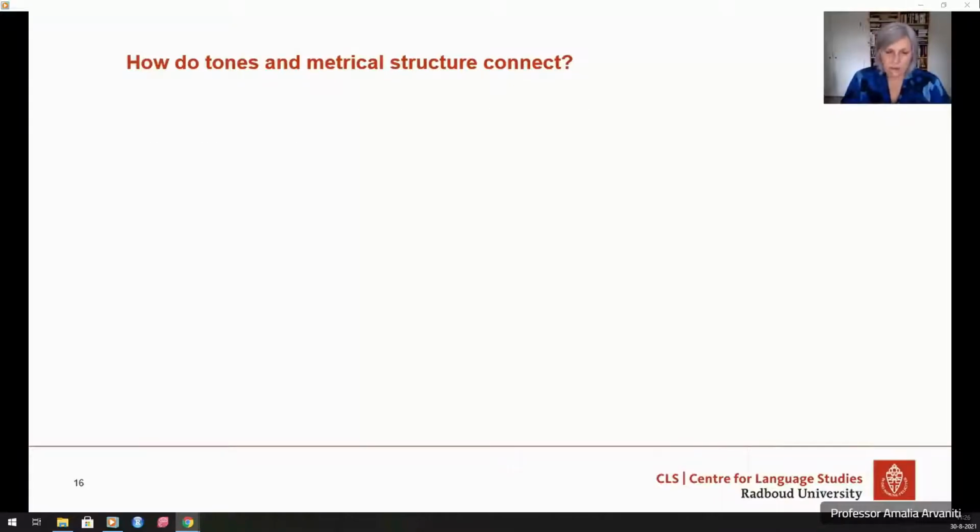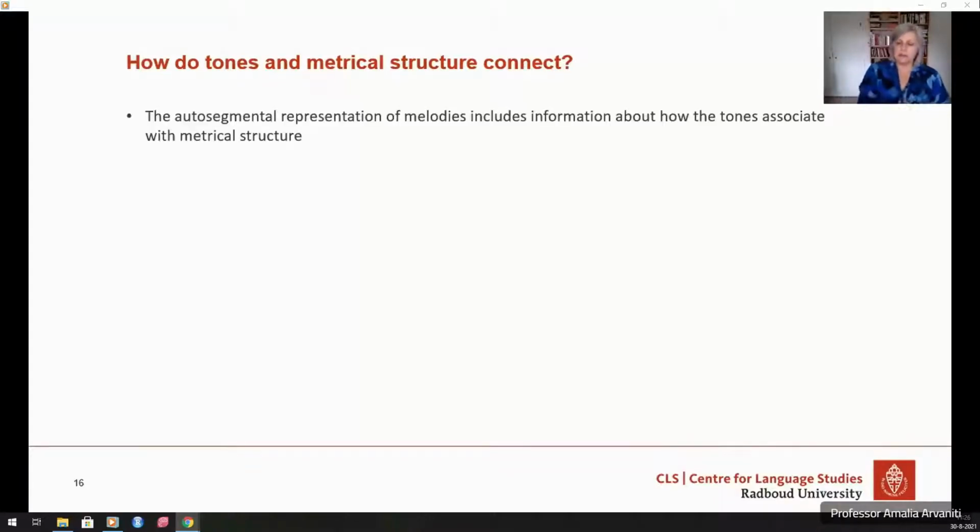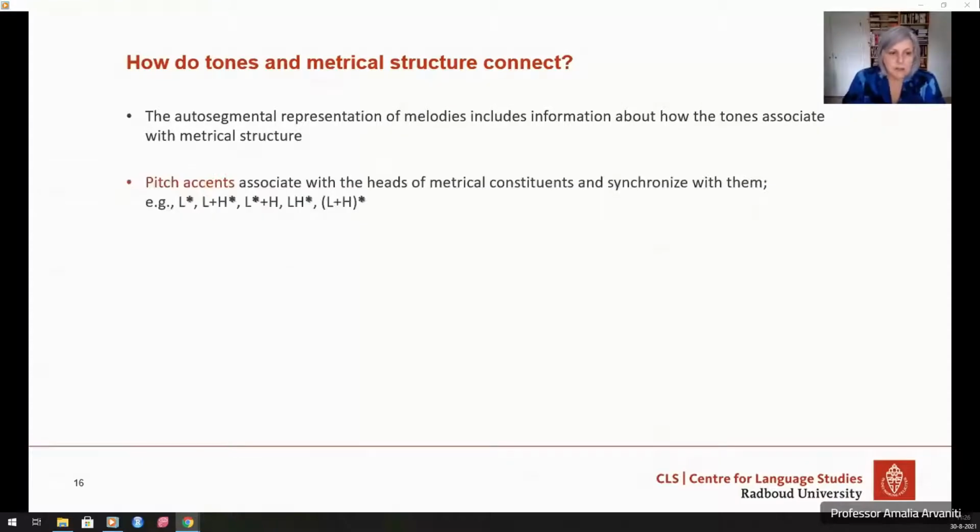So how exactly do these two things connect? This is information that is actually included in the autosegmental representation of the melody. So how does that work? First of all, because we recognize there are different types of tones. One type are the pitch accents. You know that they are pitch accents because they have this magic star next to them. Pitch accents associate with the heads of metrical constituents and synchronize with them. Roughly, we can say they will co-occur with stressed syllables.